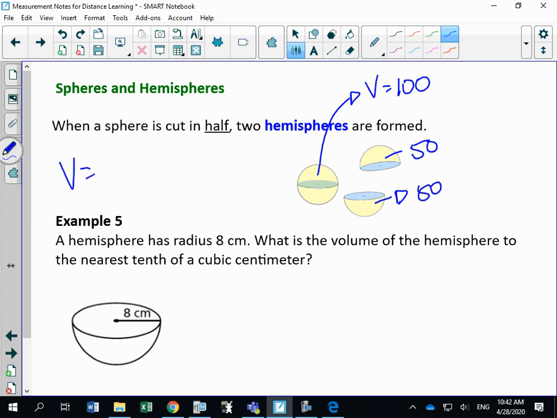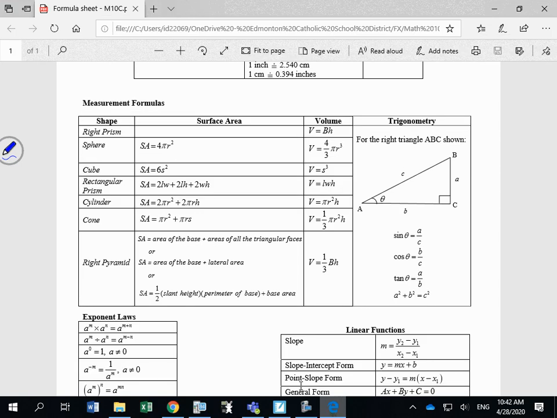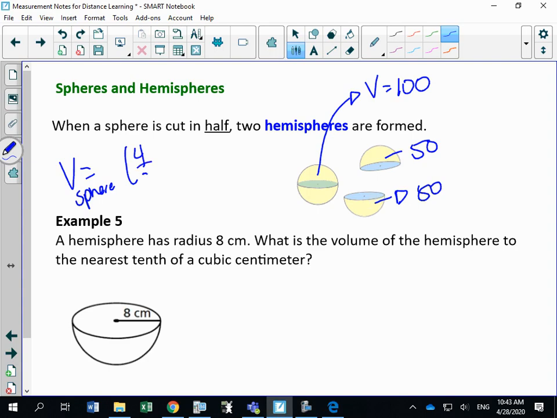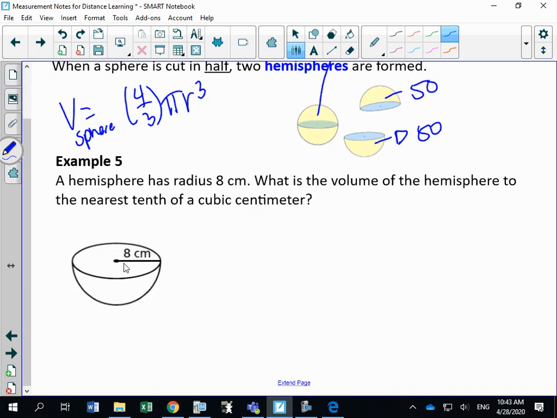So again, the formula is not on our formula sheets. We have to look at our formula sheets, and they have a sphere. So we need to use this 4/3 pi r cubed. So volume of a sphere is 4/3 pi r cubed. And then you figure out what an entire sphere would be. And to get a hemisphere, cut that guy in half.